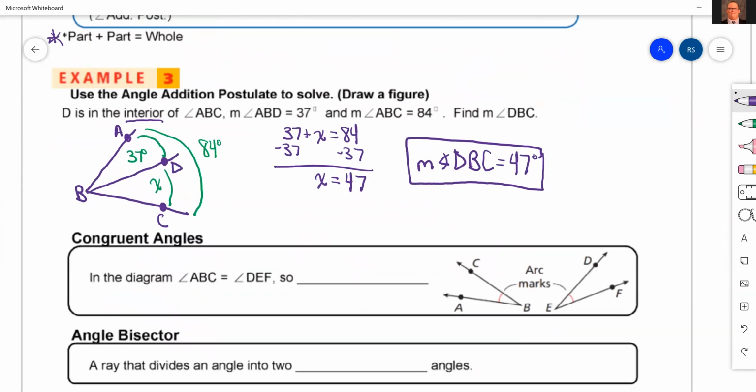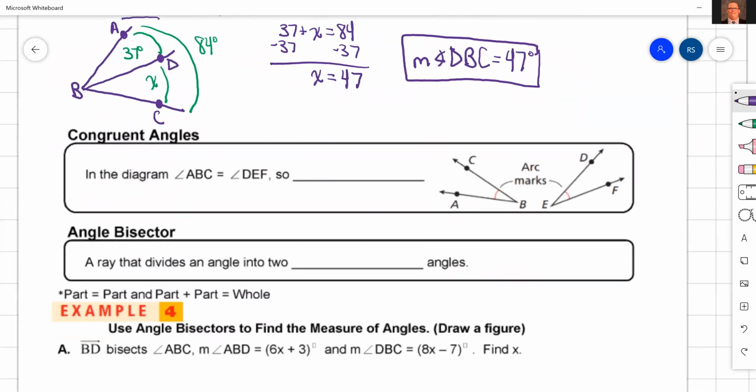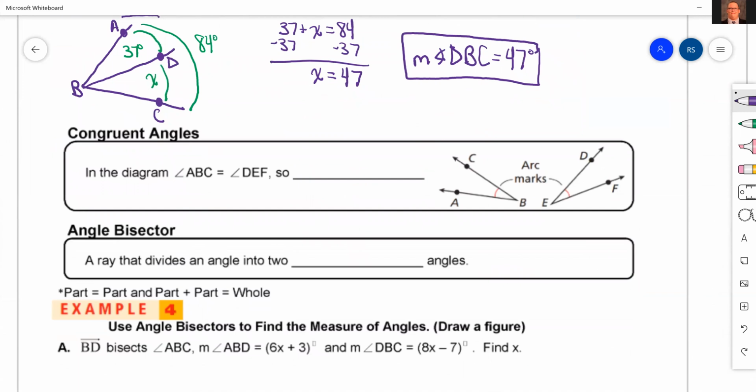Okay, keeping it moving. We have congruent angles now. So just like with congruent segments, you have congruent angles. And they're marked by these little arc marks. So that shows that those two angles are congruent. So since angle ABC equals angle DEF, we can say angle ABC is congruent to angle DEF.